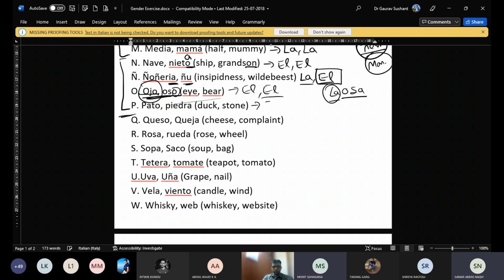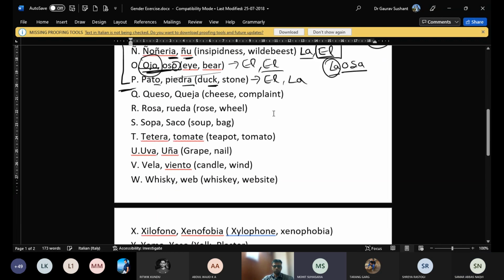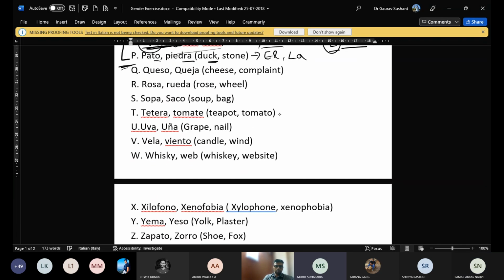And number P, sir, el pato. So here also, pato can be changed to pata. Okay, because if it is a duck, you have to use la pata in that case. Next one. So la piedra. Very good. So this is how we are doing these. Thank you. Next, let me ask somebody else now again.